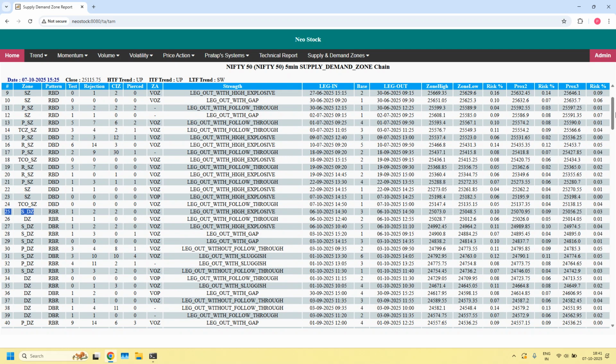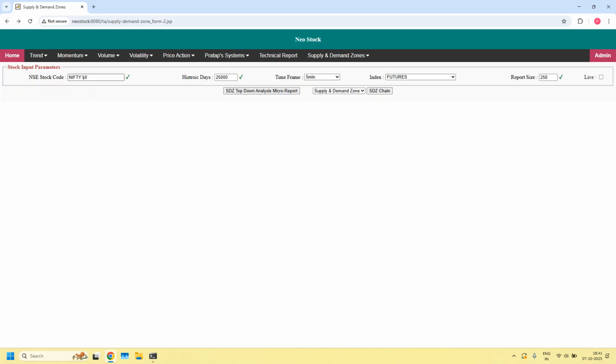So this is a NIFTY supply demand zone chain report generation. Next, I will generate BANKNIFTY supply demand zone chain. NIFTY Bank is nothing but BANKNIFTY. Generating monthly supply demand zone chain for BANKNIFTY.